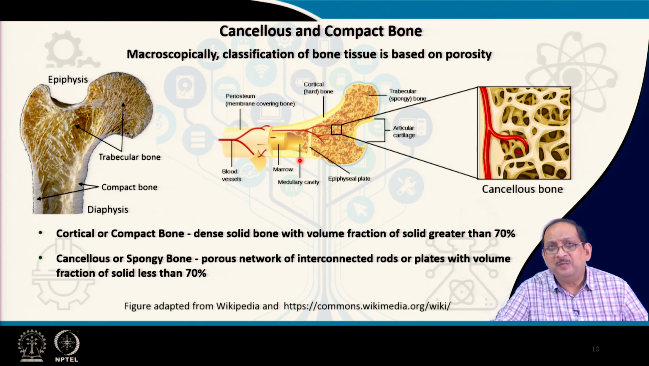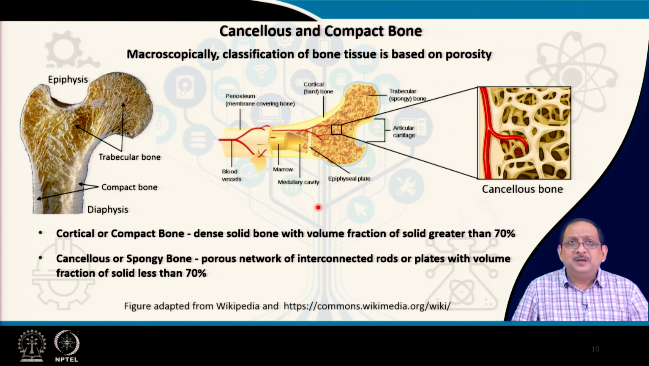regions in the femur. So, we would define cortical or compact bone as a dense solid bone with volume fraction of solid greater than 70%. Whereas, the cancellous or spongy bone or trabecular bone is a porous network of interconnected rods and plates with volume fraction of solid less than 70%.